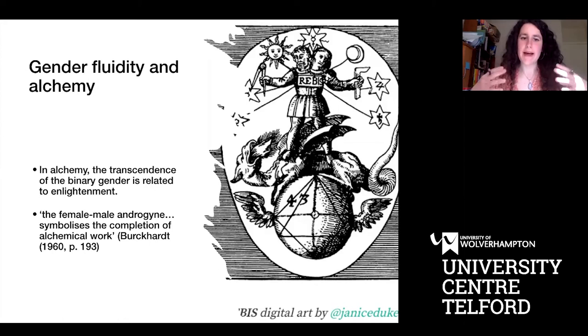And in alchemy, the transcendence of the binary gender is related to that alignment. So alchemists were not just looking to turn things into gold, but they were also looking for alignment. And part of reaching that alignment was overcoming this idea of gender, and becoming this female and male androgyne that you can see there in the picture. And that symbolized how the soul had reached this maximum level of enlightenment, this superior wisdom.